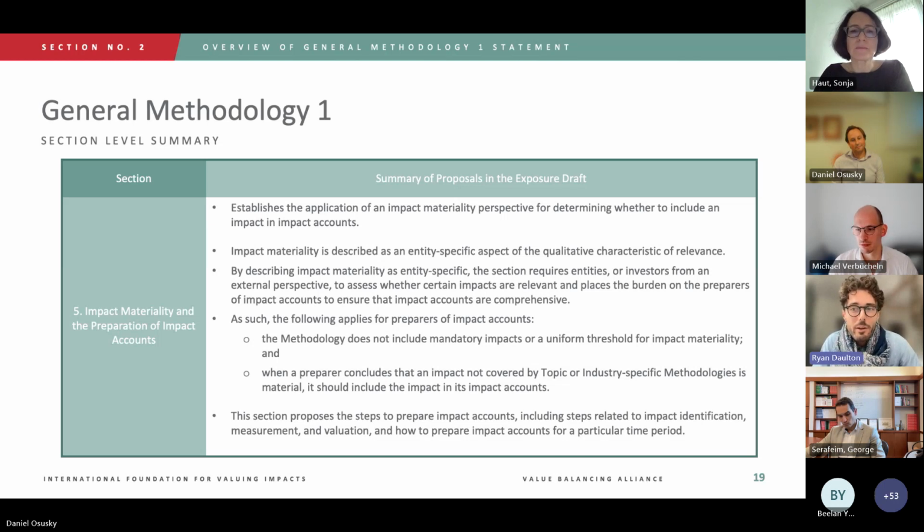As a result, the methodology does not include mandatory impacts or a uniform threshold for impact materiality. And when a preparer concludes that an impact not covered by our methodology is material, to provide a fair presentation, it is incumbent upon them to develop a calculation of that impact to include it in impact accounts. Again, the whole idea is to provide a kind of comprehensive evaluation of sustainability performance.